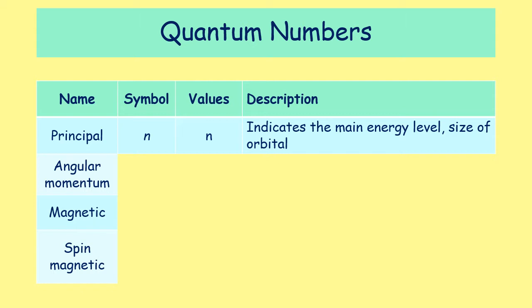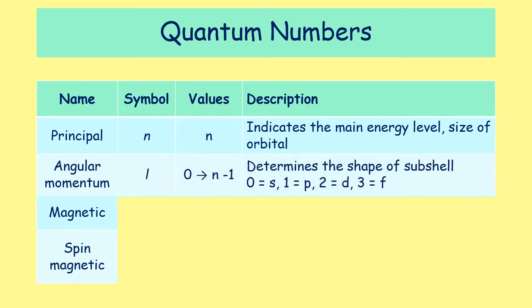The second type of quantum number is known as the angular momentum quantum number, and this is the one that's going to tell you the shape of the orbital. So it's going to allow you to know whether an electron is found in an s, a p, a d, an f orbital, for example. Now the symbol for angular momentum is l, so that's not a 1, that is a lowercase letter l.